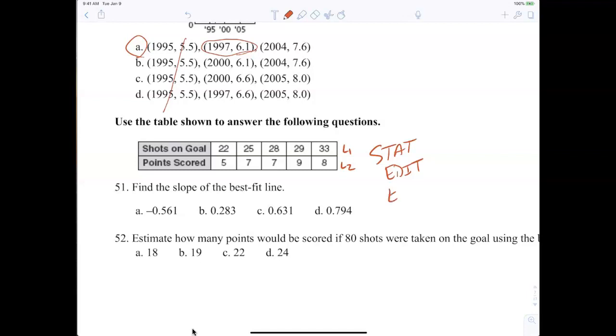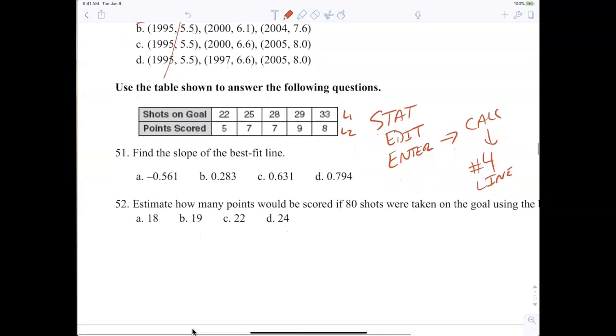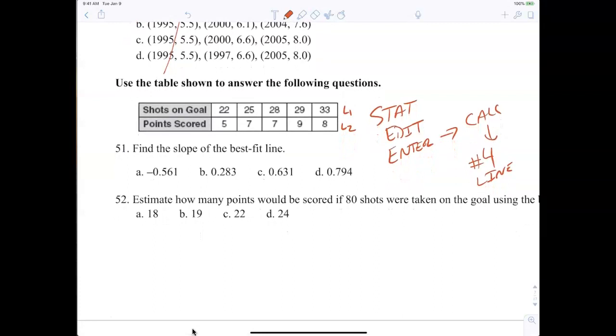After you enter the data points, you then go over to Stat, and then you go to Calc, and then you go down to number 4, which is the line. Once you hit number 4, you just hit enter all the way through, and it will calculate the line of best fit, which in this case, the slope was 0.283. So the correct answer was B.